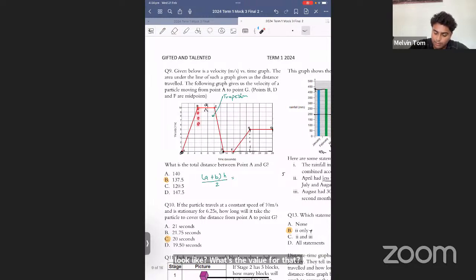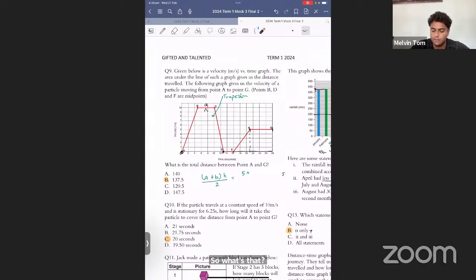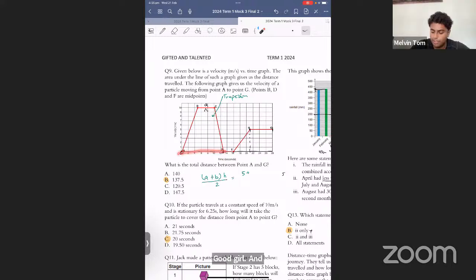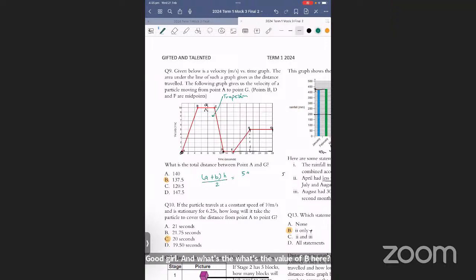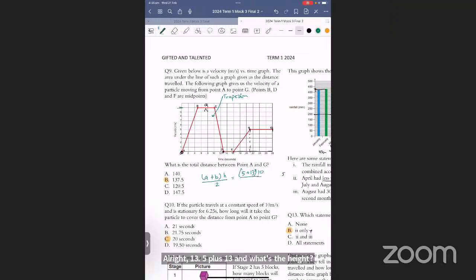It's between 5 and 10. So what's that? What's the difference of 5 and 10? 5. Good. And what's the value of B here? 13. All right, 13. 5 plus 13. And what's the height? 10. And then divided by 2.